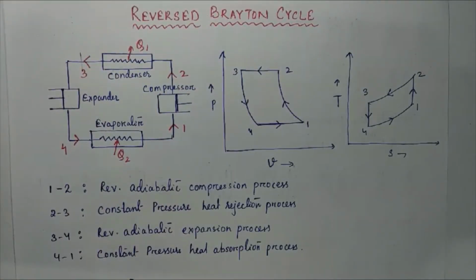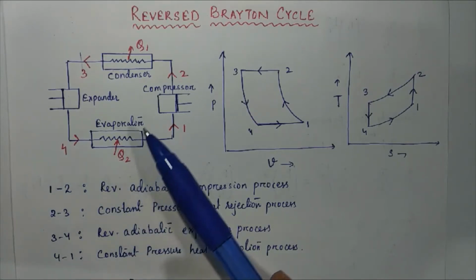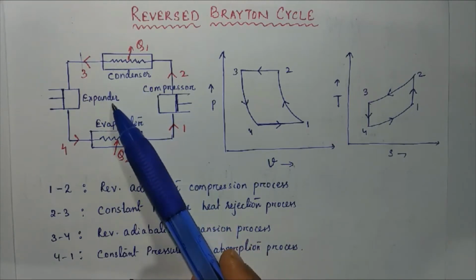Hello everyone. In this lecture we will discuss the reverse Brayton cycle. Earlier we have discussed refrigeration and a type of refrigeration cycle, that is the reversed Carnot cycle. And the reverse Brayton cycle is a kind of refrigeration cycle. The basic components used in the reversed Brayton cycle are evaporator, compressor, condenser and expander.